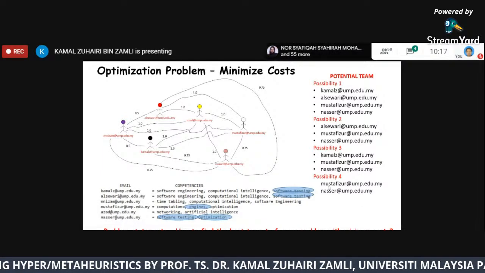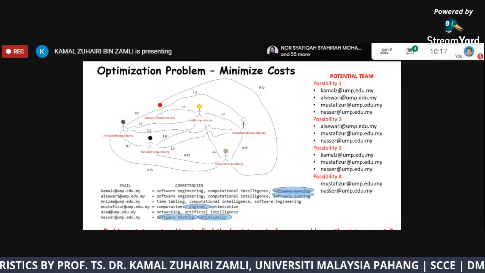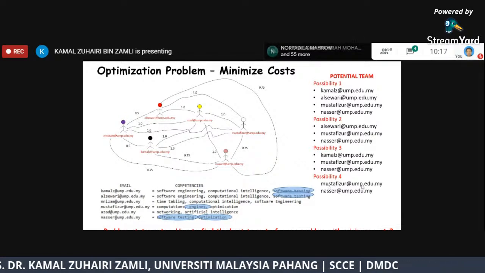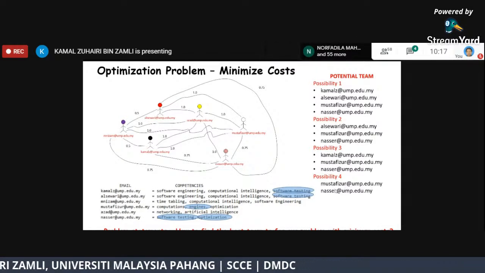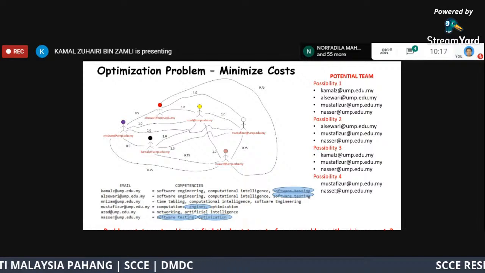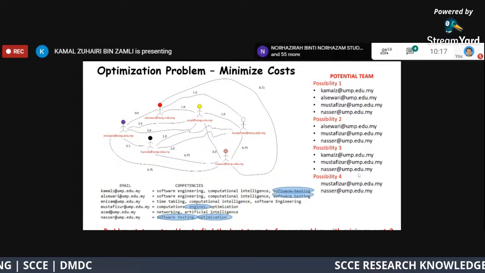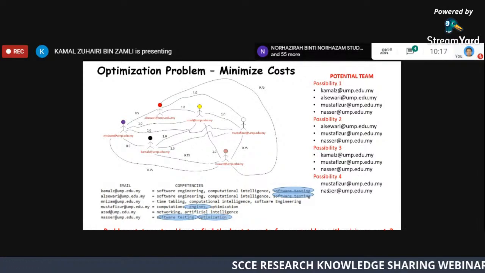So instead of having 4, having 3, the best minimum team formation is actually from just Mustafizo and Nasir. So this is an optimization problem where we minimize the cost, assuming that they have the same cost. Even you can have different costs also, but in this case, we assume the same cost. This has the minimum number of people and the minimum number of costs.